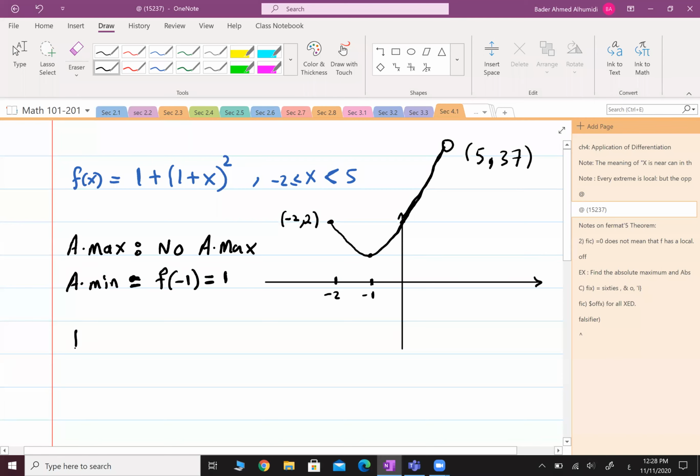Okay, do we have a local maximum? Yes. What is it? The local maximum? 2.